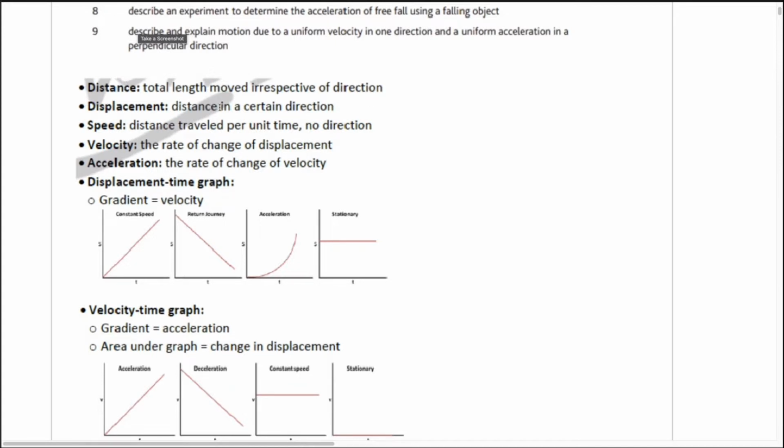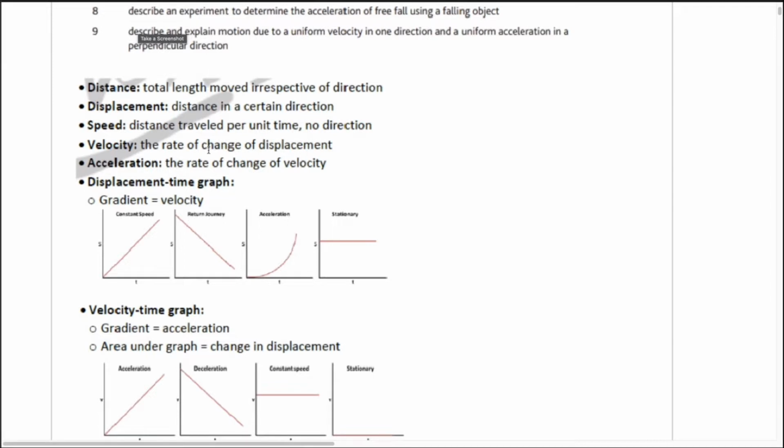Displacement, distance in a certain direction. So we look at the magnitude as well as the direction. For example, 3 meters to the left, the displacement is negative 3 meters. So next one, speed, distance traveled per unit time, no direction. So from here, we can see that speed is a scalar quantity because they are using distance divided by time.